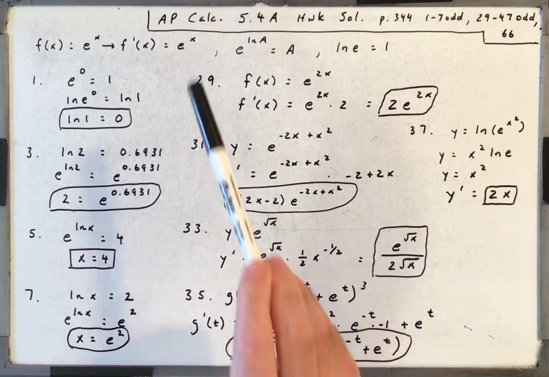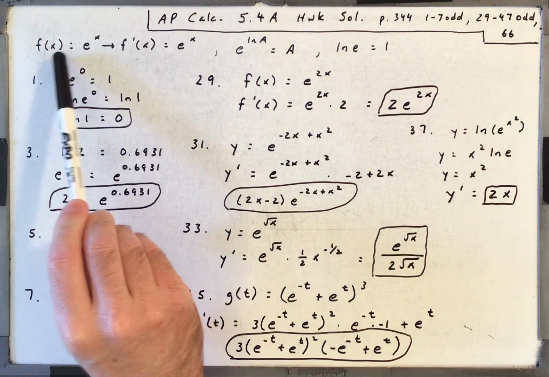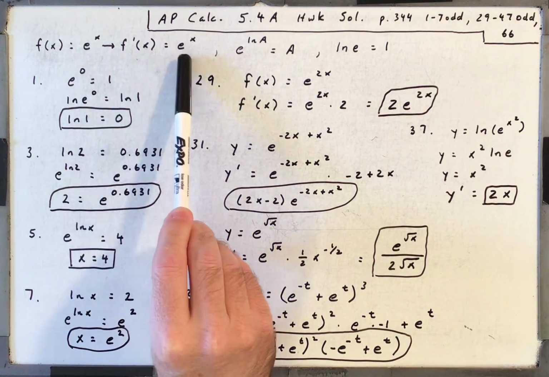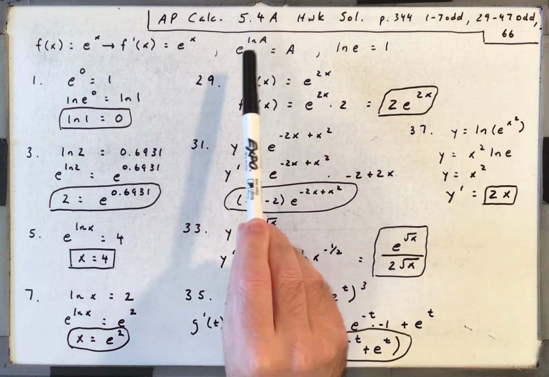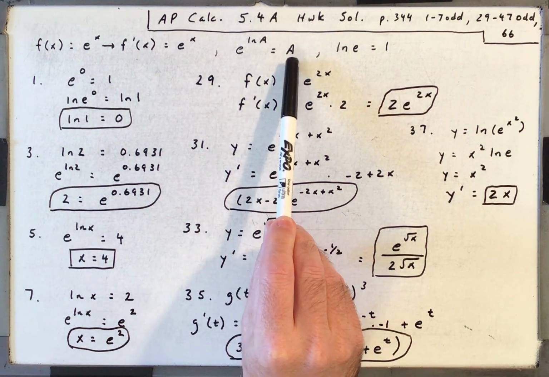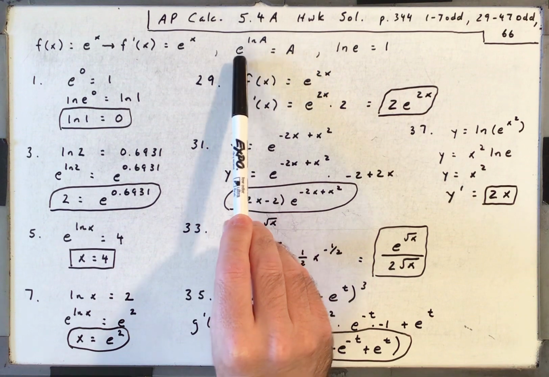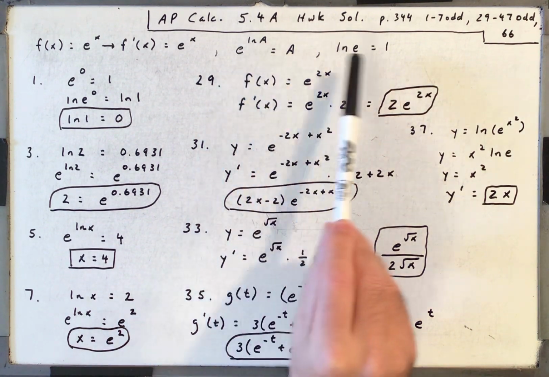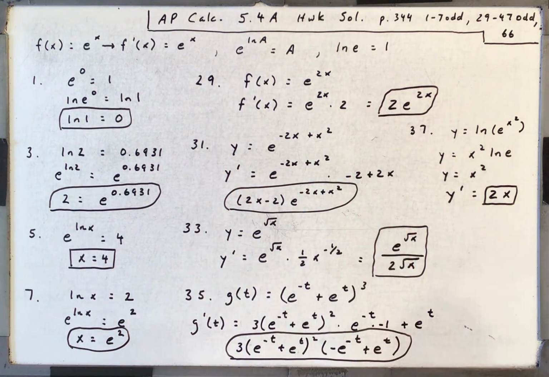Just to remind you, the derivative of e to the x is just e to the x. And e to the natural log of a equals a. E and natural log cancel each other out. And then the natural log of e is equal to 1. So those are some things to remember.